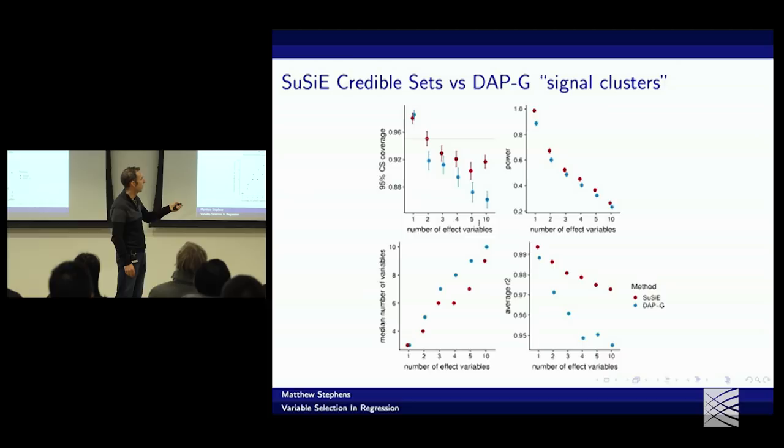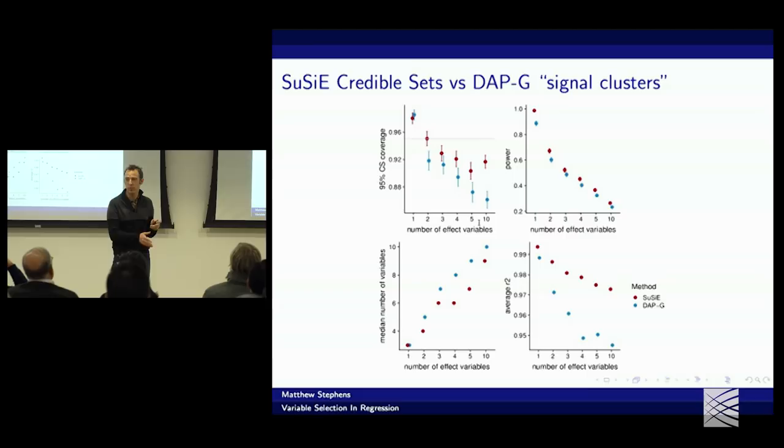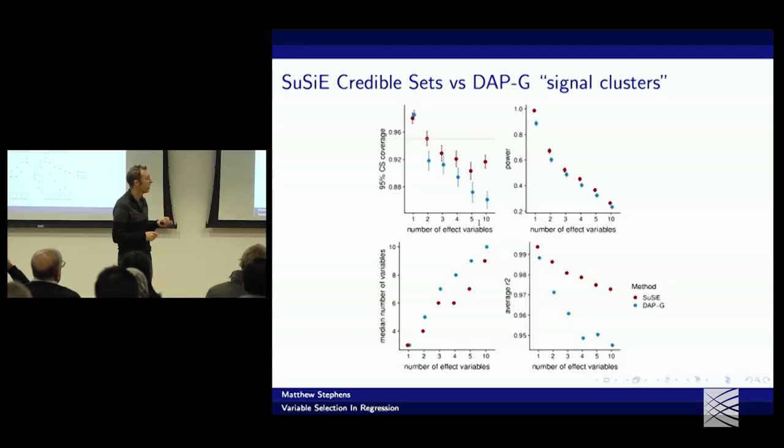So SuSiE goes down to 92% here, and above 97% here. Depending on the simulation scenario, for those sets that I'm saying I'm 95% confident contain something, between 92% and 97% of them do actually contain a causal SNP. Actually, there's no way of guaranteeing 95%, because if I did simulations where there were no effects whatsoever, then every set I give you would contain no causal variable. So these 95% are under a modeling assumption, and one of the modeling assumptions is that there's something to find.